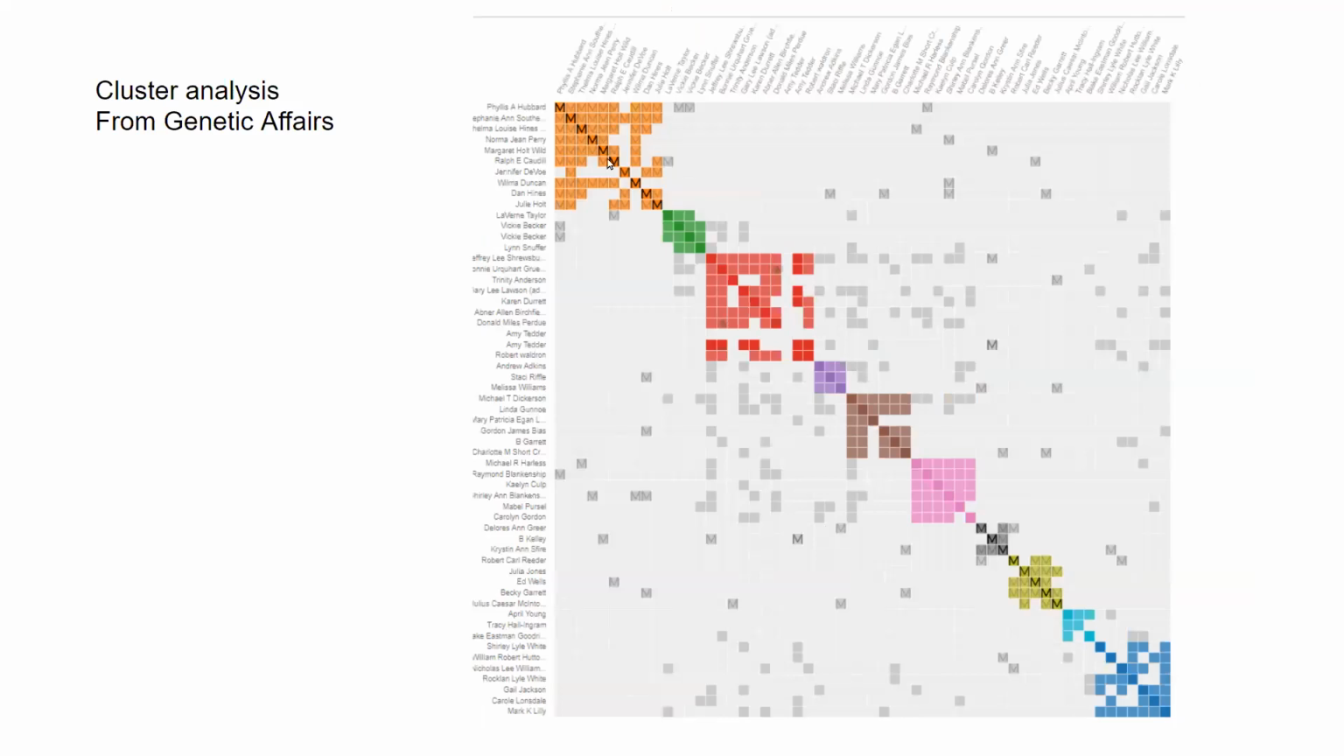This is the same thing from Genetic Affairs. This is a complete analysis that I did. You can play with the parameters of the analysis, so you can get something like this that is literally enormous, or you can limit it to a certain size. But 1, 2, 3, 4, 5, 6, 7, 8, 9, 10 clusters, each one of which is associated with one of my premier ancestors.